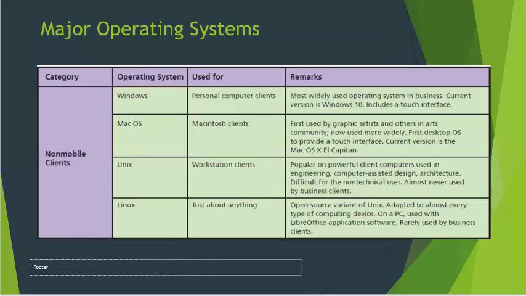So here are some examples of operating systems that you may hear about. So Windows, we have Windows 10 now, Mac OS for Macintosh computers, Unix, Linux. These are kind of older systems, especially the Unix workstation clients when they work on. If you're using Windows, that's a PC or personal computer. Mac OS runs on a Macintosh.